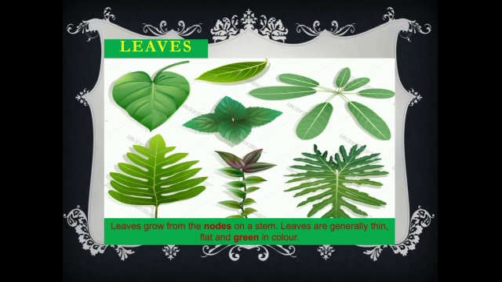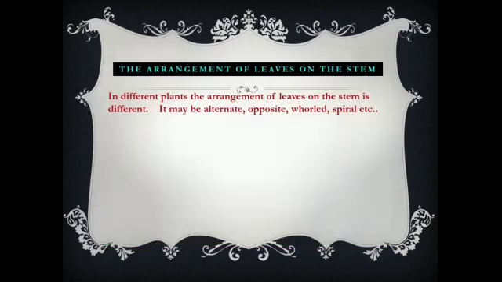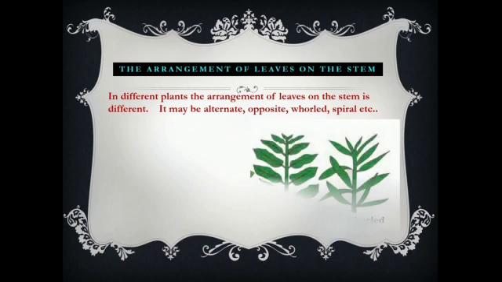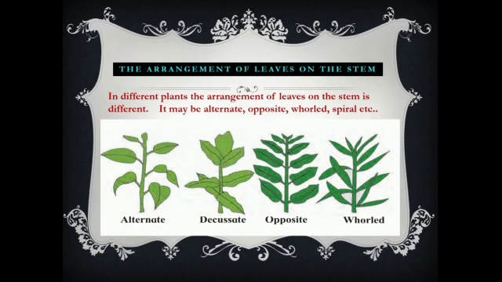Leaves grow from the nodes on the stem. Leaves are generally thin, flat and green in color. Next, we will see the arrangement of leaves on the stem. In different plants, the arrangement of leaves on the stem is different. It may be alternate, opposite, whorled or spiral.